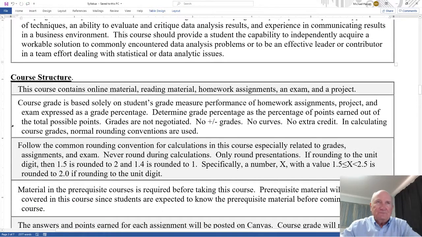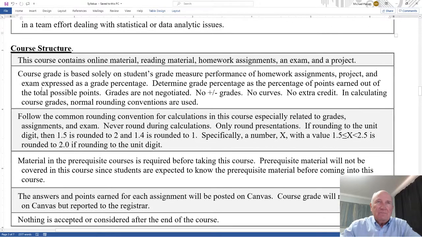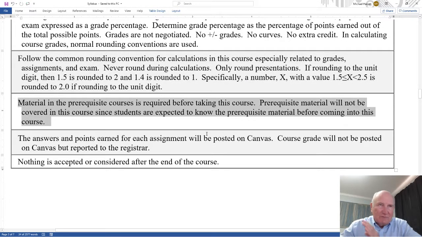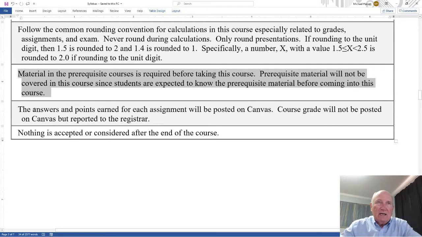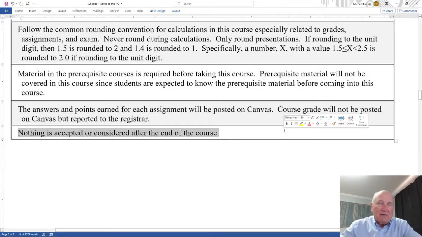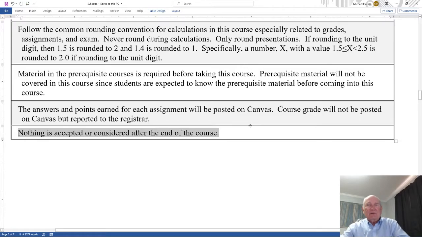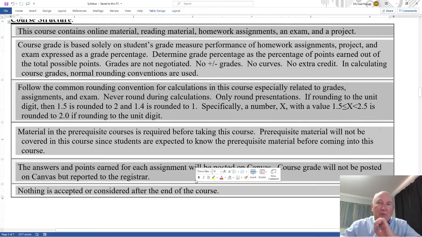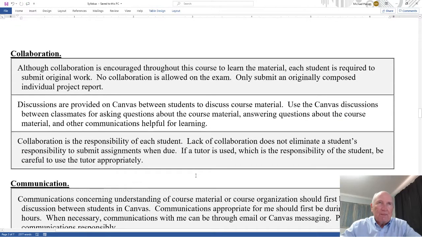Okay, course structure. I've already talked about this. I don't give plus minus grades. Here is rounding. I've already talked about rounding. Material in the prerequisites. I've talked about prerequisites. The answers and points earned for each assignment will be posted on Canvas. I talked about that. Nothing is accepted or considered after the end of the course. So this course structure I've already talked about. I put it in here so you can read it to refresh your memory as we go through.